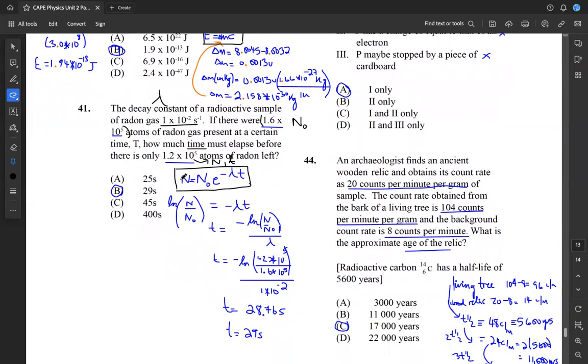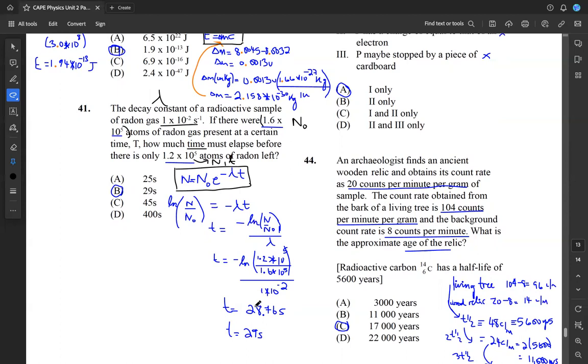To do that, we bring over the N naught, so that's what I did here, and then took the log of both sides. The log of the right-hand side will give me minus lambda t. Then make t the subject now. So t is equal to minus ln of N over N naught, divided by lambda. We're just plugging in everything that we know. We know N was 1.2 times 10 to the 5, and N naught was 1.6 times 10 to the 5, so we put that here. And then we know lambda is 1.1 times 10 to the negative 2 because they told us that from up here.